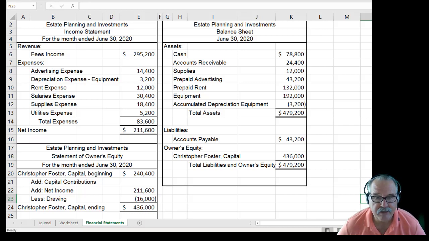So it's negative. It's a credit balance account. It's a contra asset. Then our accounts payable is our only liability, and then capital is coming from the statement of owner's equity, and everything balances out. This is going to take some practice. I would suggest you do this problem over again, maybe even a couple of times until you can do it. We're making adjusting journal entries, we're posting them to the worksheet, and then we're preparing financial statements.